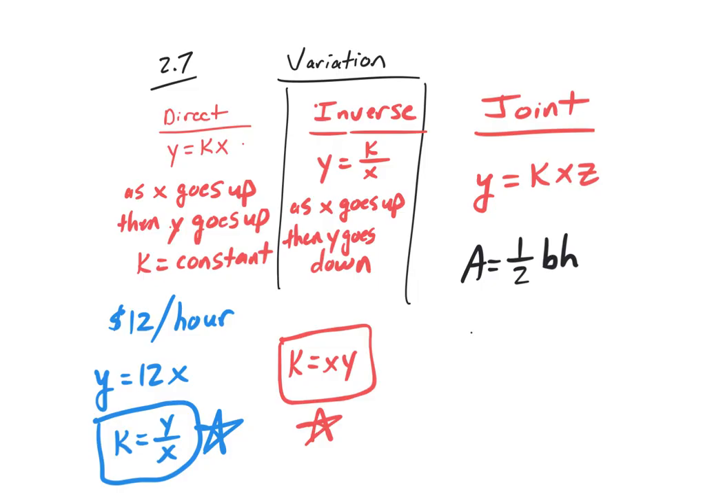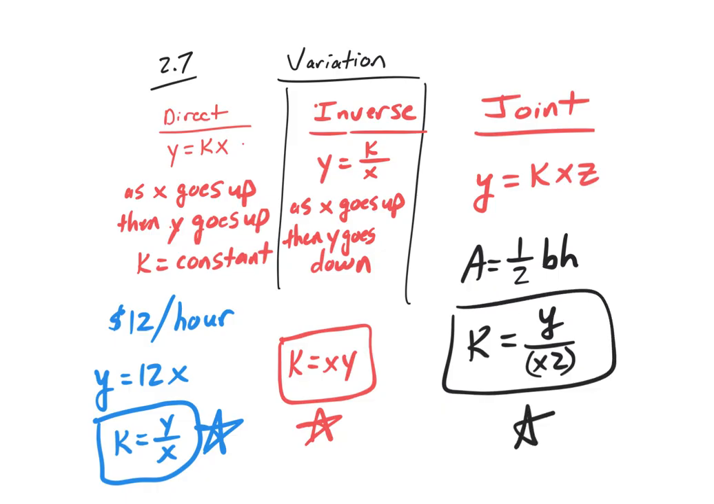If I wanted to find k here, I would take y divided by xz, and I would keep xz together. You could divide by them separately, but either way you do it, you have to take y divided by x and z. So either multiply x and z together and then take y divided by that, or divide by x and then divide by z, but you've got to do it a couple of times.